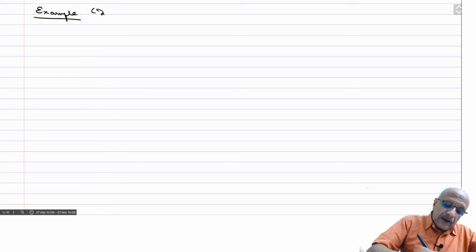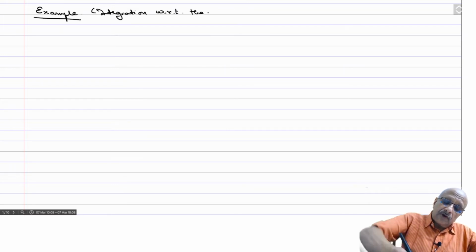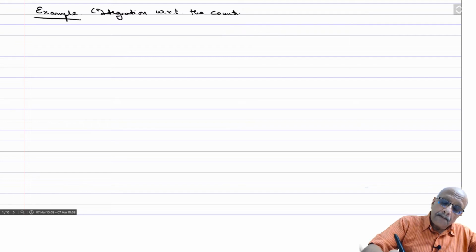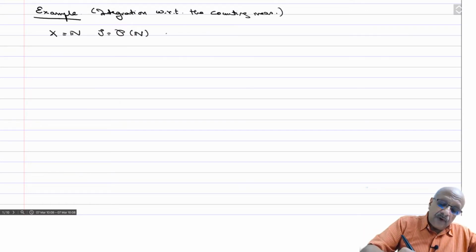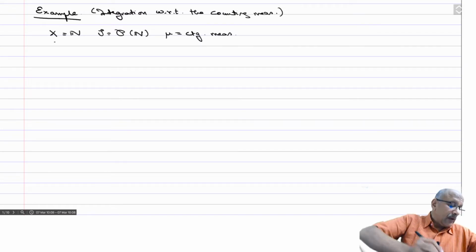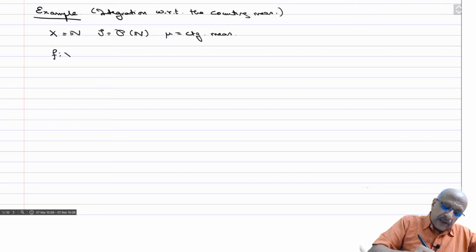So this is integration with respect to the counting measure. Okay, so X equals N, S is the power set of N, and mu equals counting measure. Now you define the function f from X to R. So f of k equals, so it's a sequence.